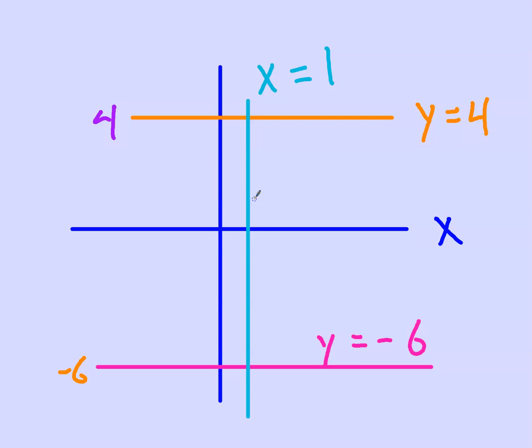So I like to think of it as, if I have y equals 4 right here, that says all the y coordinates are 4. So just make some points where the y coordinate's 4 and connect them with a line. That's horizontal and vertical lines.